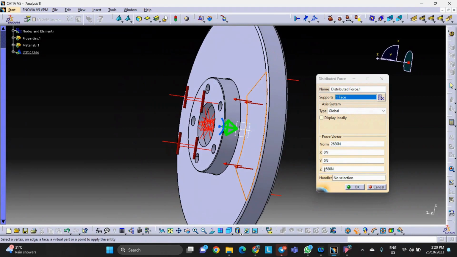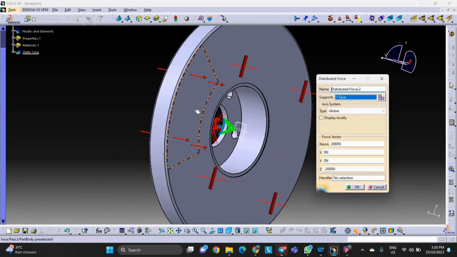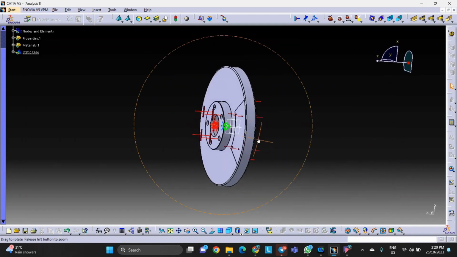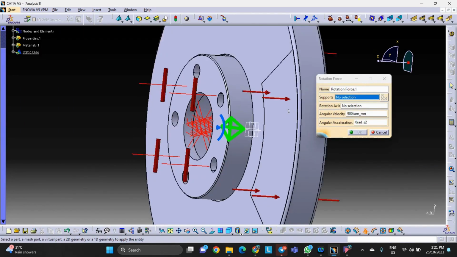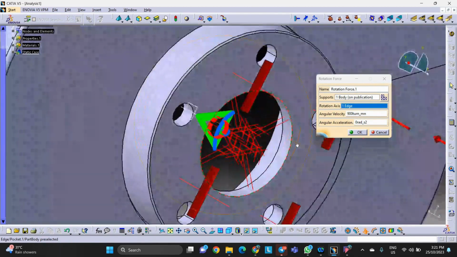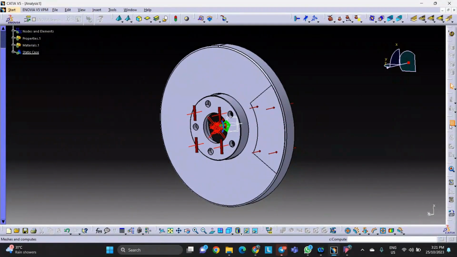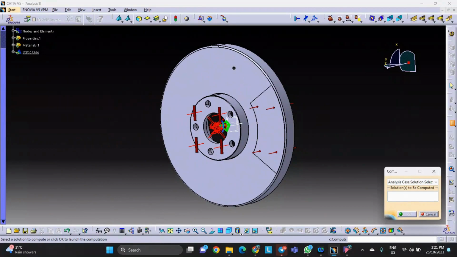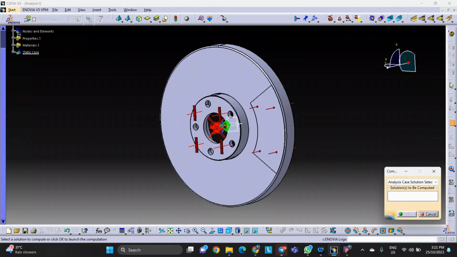The area of the brake pad is applied a distributed force, and the load is set around 2680 Newton in the z-axis, so does the rear rotor, negative 2680 Newton. Then we insert the rotation force to the edge of the rotor. After all the above are applied, we compute the data.